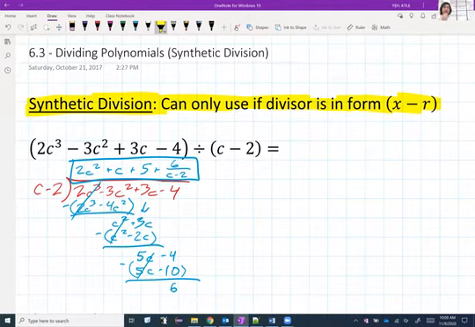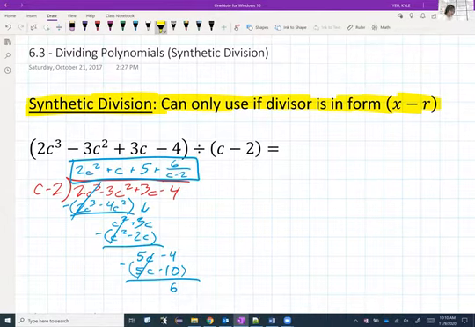We can only use synthetic division if we're dividing by something that is 1x to the first. X squareds, we're out of luck. X cubes, we're out of luck. We have to use long division. If we have like 3x to the first, there's a way around it, and I'll show that at the end of the class. But before we can start synthetic division, it has to just be 1x to the first.